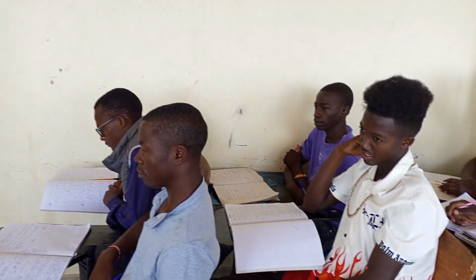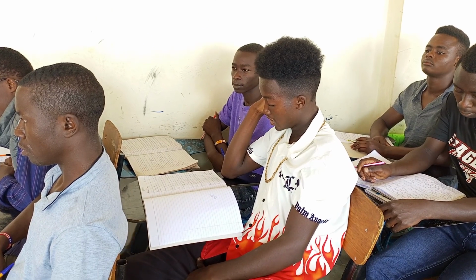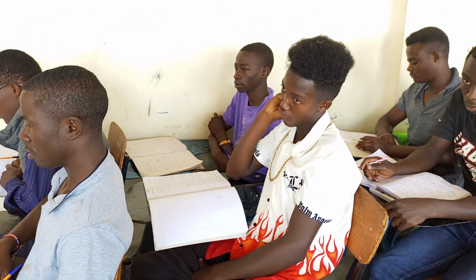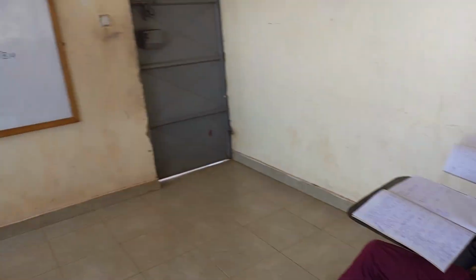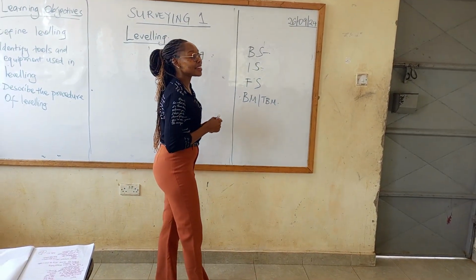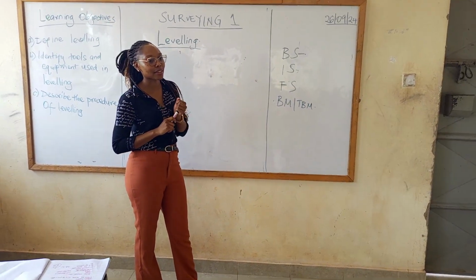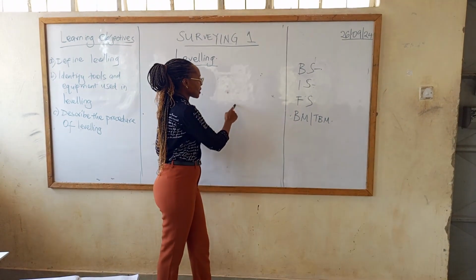Foresight. The reading is taken immediately before moving the leveling instrument. Yes, leveling instrument. And which leveling instrument in particular? The tripod stand and the dumpy level.